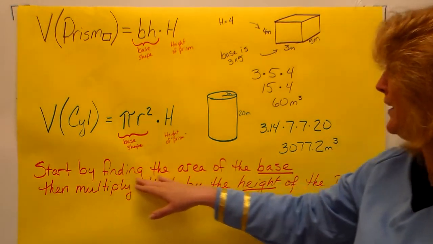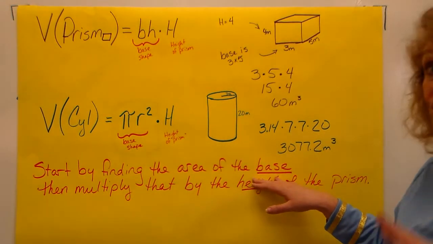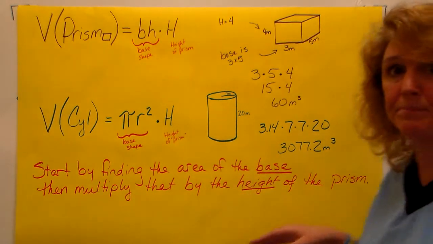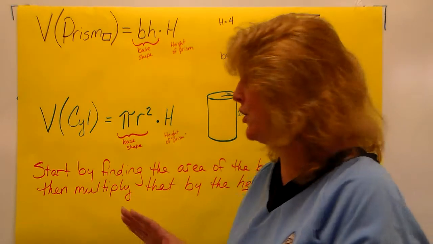Always remember, you start by finding the area of the base, whatever shape that is, and then you multiply that by the height of the prism. Okay? You good with that?